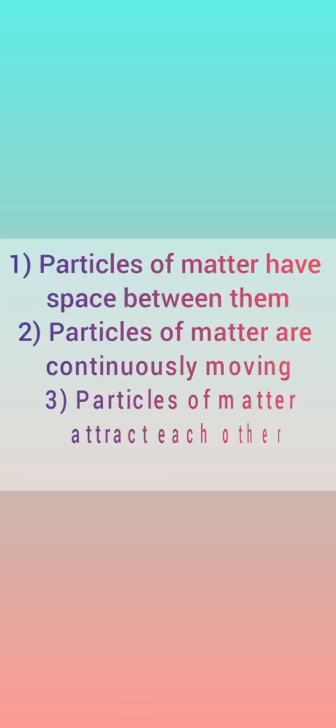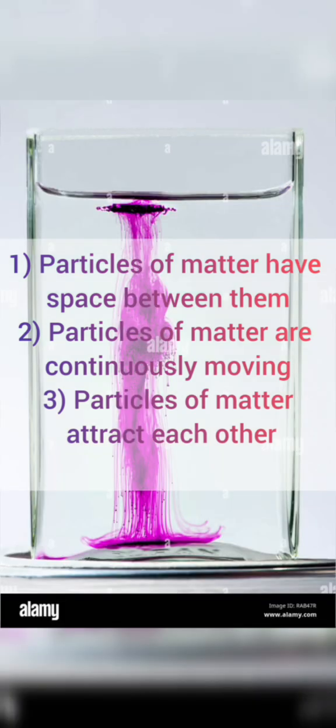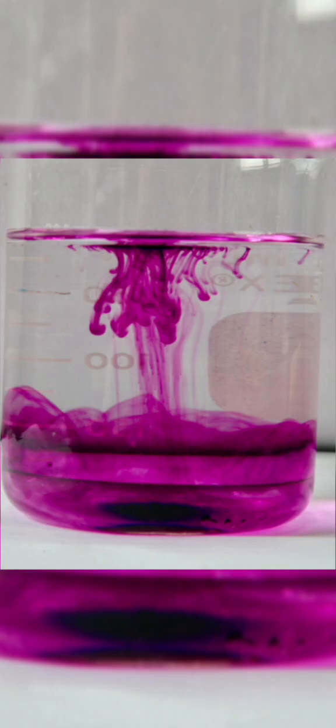Characteristics of particles of matter. Particles of matter have space between them. In every substance there is space between the particles. Particles of matter are continuously moving. When potassium permanganate is added to water, the particles of water start to move. Particles of matter attract each other. Potassium permanganate particles attract each other to form a solution. Hence, we can conclude that matter is made up of particles. Particles have space between them, continuously move, and attract each other.